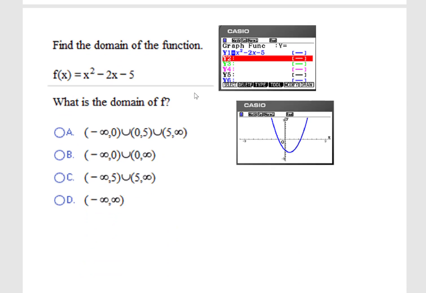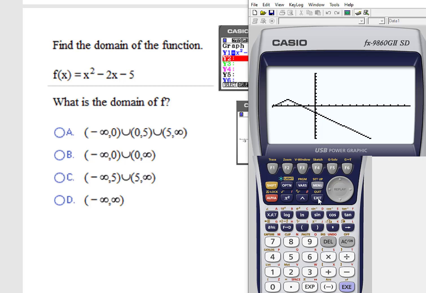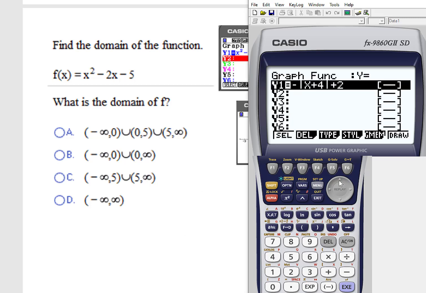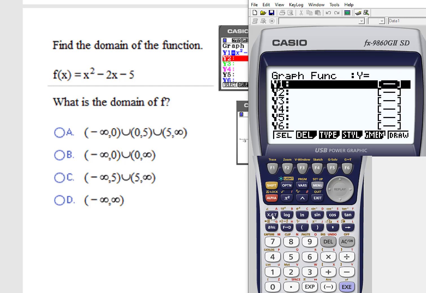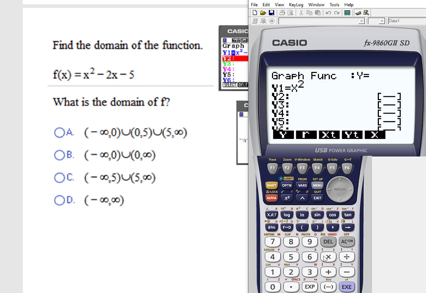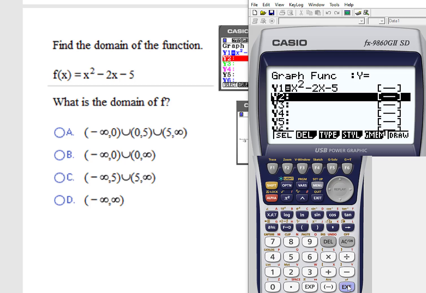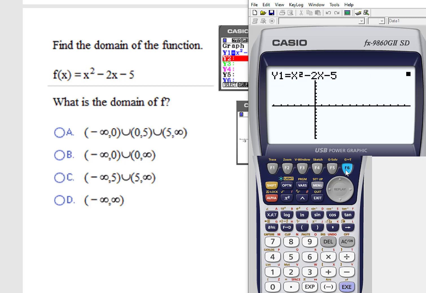Again, on this slide, they're asking for the domain of the function. So we would go ahead and enter that into our calculator. I'm going to exit back out to this screen where I can enter in the function I want to be graphed. I have x squared minus 2x minus 5. Execute to go to the next line, and then F6 to draw it out.